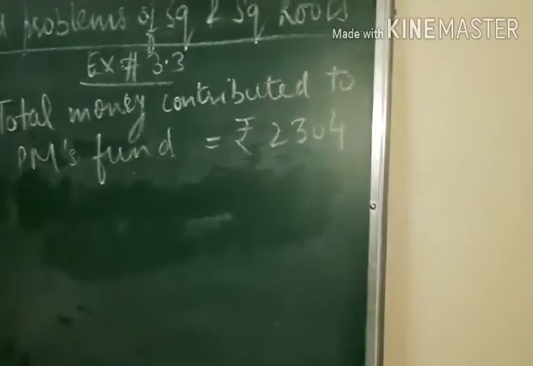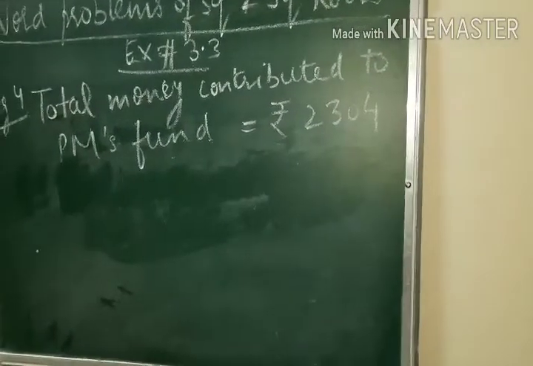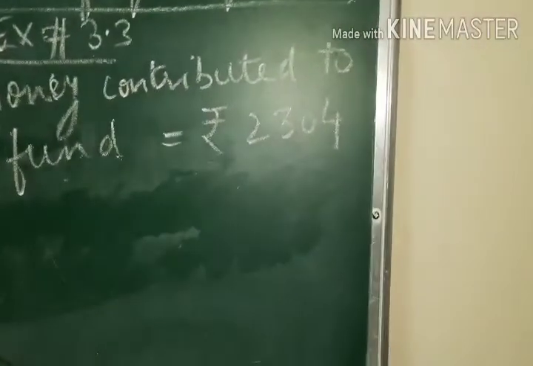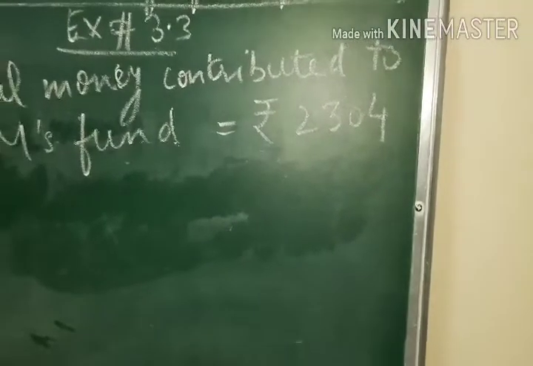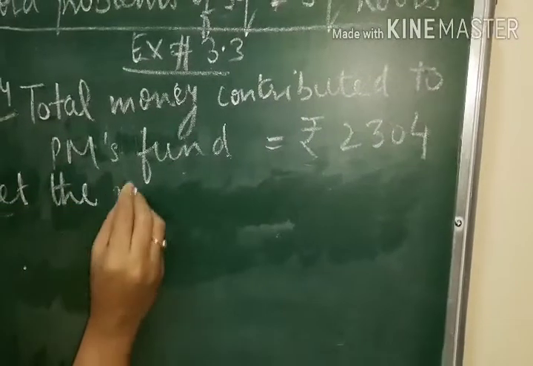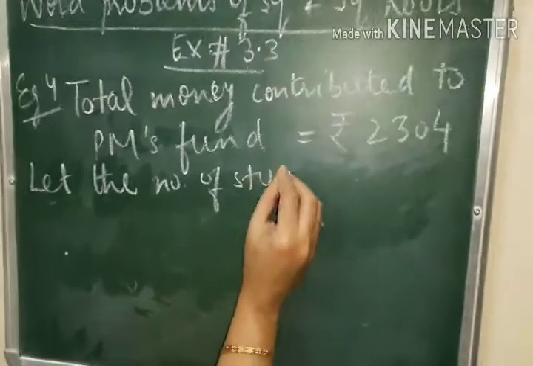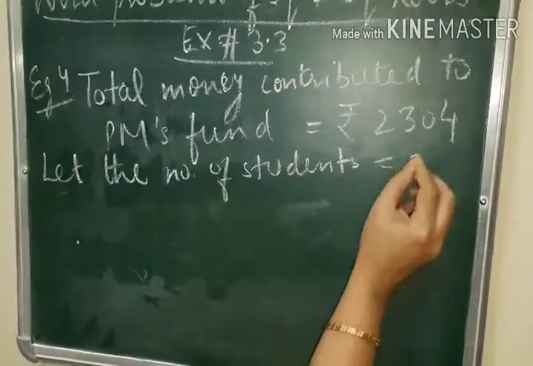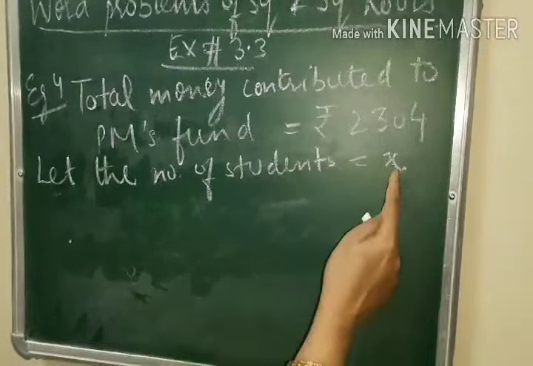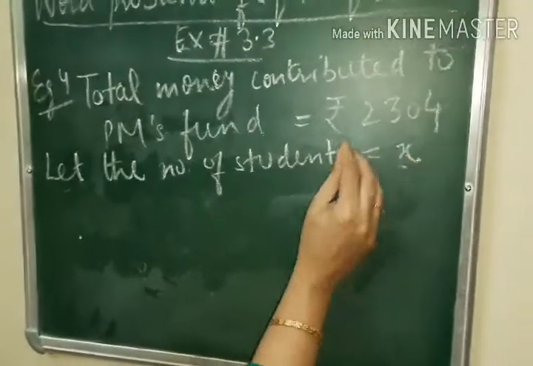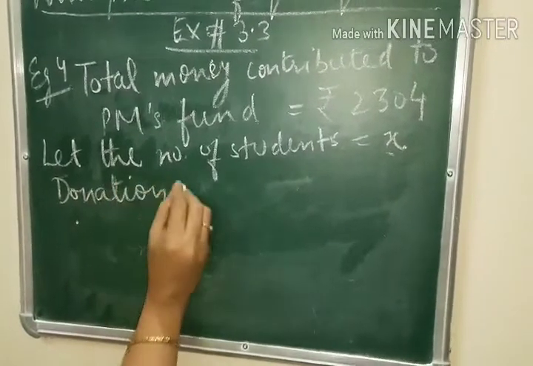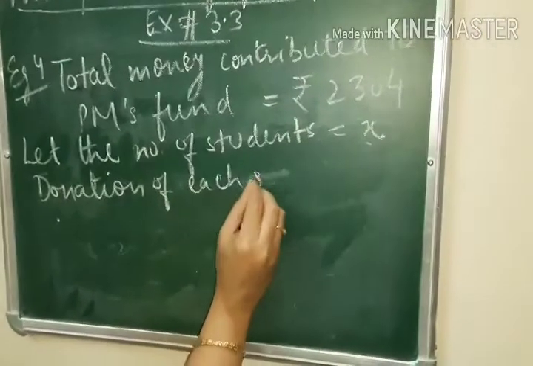Whatever number of students are there in the whole class 8, like if there are 100 students in class 8, then each student has donated rupees 100. So you don't know how many students are there in the class. So let the number of students be x. Now what is given? Each student donated as many rupees as the number of students. That means if there are x students, the donation of each student is x only.